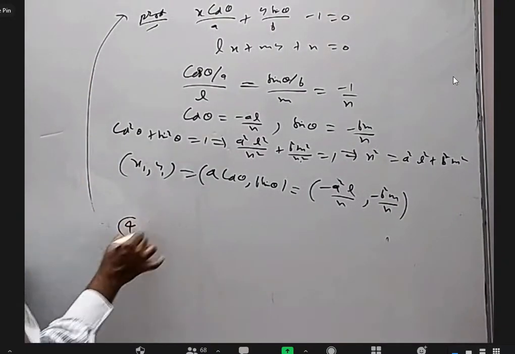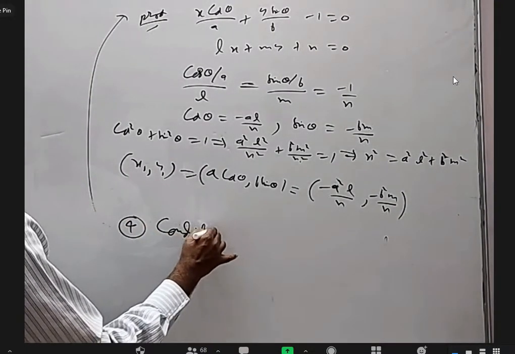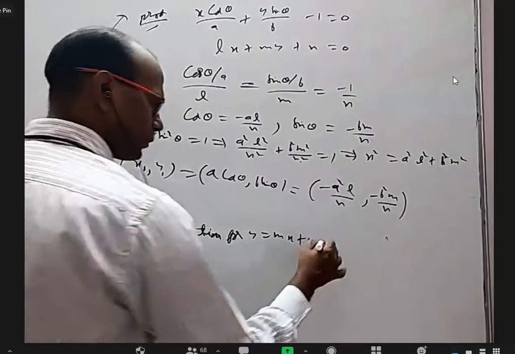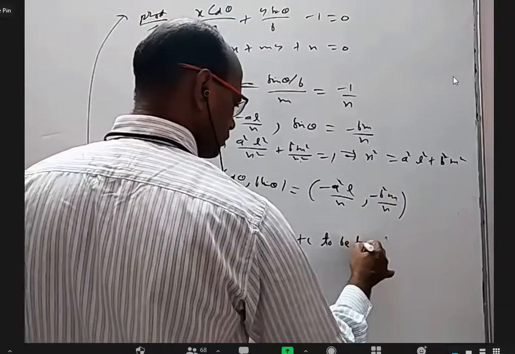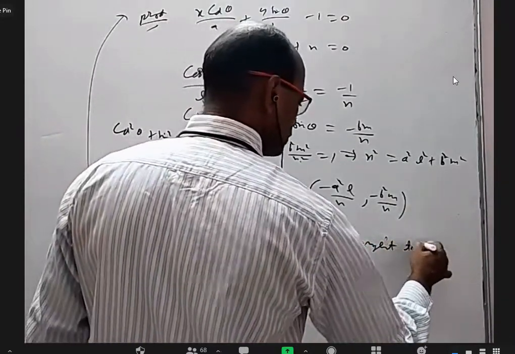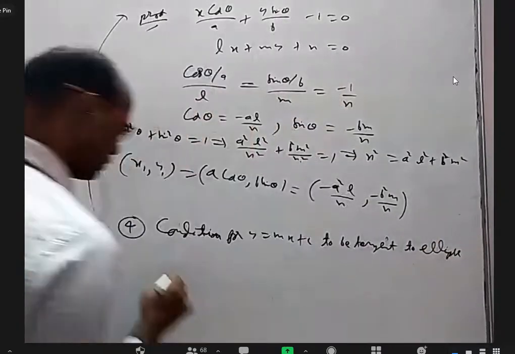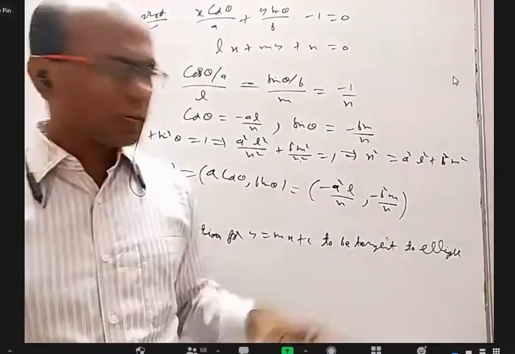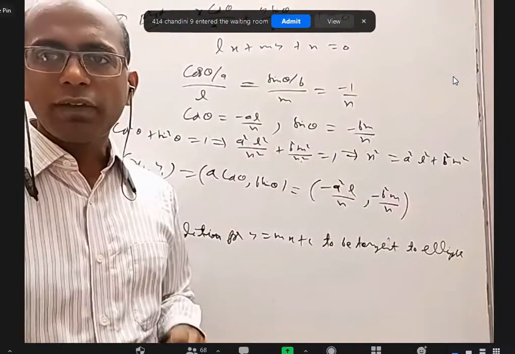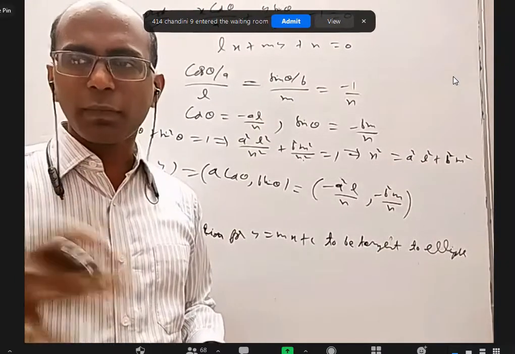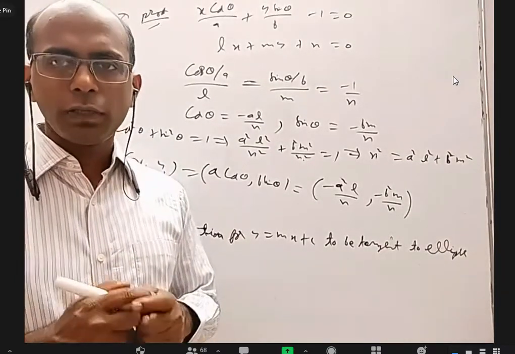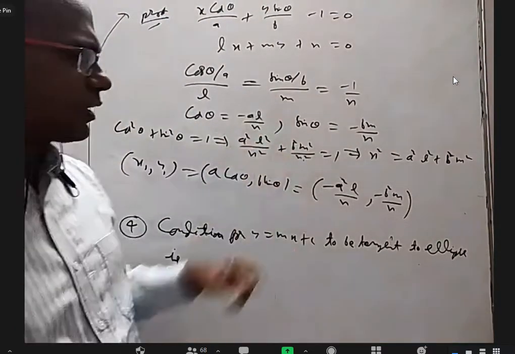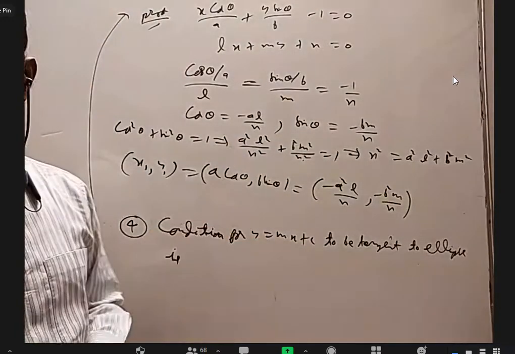Okay, fourth one. Condition for y equal to mx plus c to be tangent to the standard ellipse. One important point: whether A is greater or B is greater doesn't matter, the formula is the same. Like our eccentricity formula changes when A is greater than B or B is greater than A, right? But here it is not like that because we got it by comparison. In our explanation, anywhere A is bigger or B is bigger, does it matter? No.